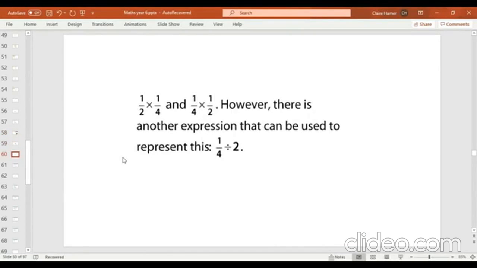Now today we're looking at division. So we've learnt about multiplication. So we've all learnt that a half multiplied by a quarter would be 1/8 because we know that we can multiply the numerators together and we can multiply the denominators together. However, just to add more confusion, you can actually represent those calculations here by saying 1/4 divided by 2. So these three calculations all represent the same calculation.